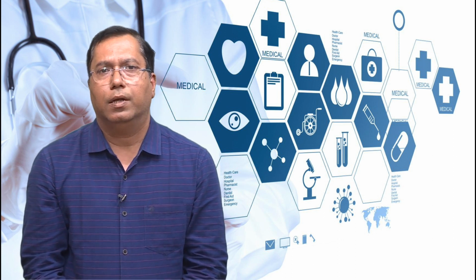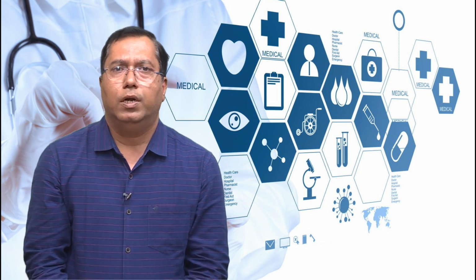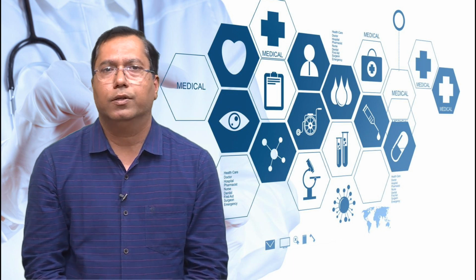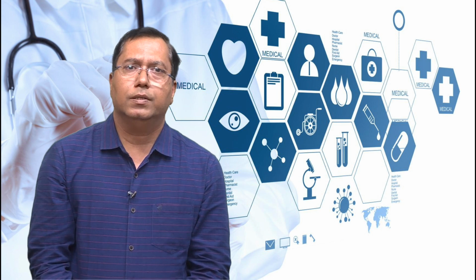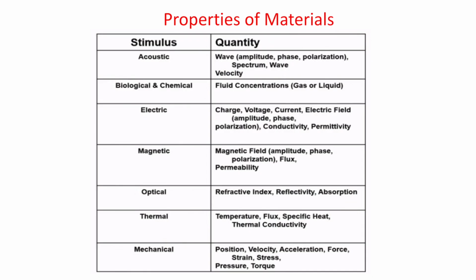That sensing material can respond to different types of physical quantity. It can respond to acoustic, biological or chemical, electrical, magnetic, optical, thermal or mechanical properties. If the sensing material is responding to acoustic, then the quantity can be a wave, its amplitude, its phase or polarization, its frequency, or the velocity of the wave.